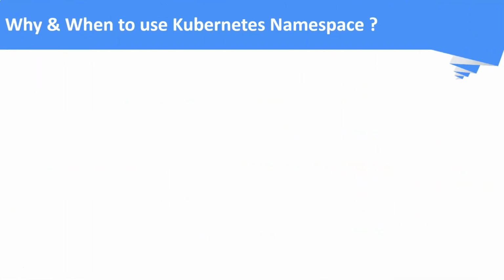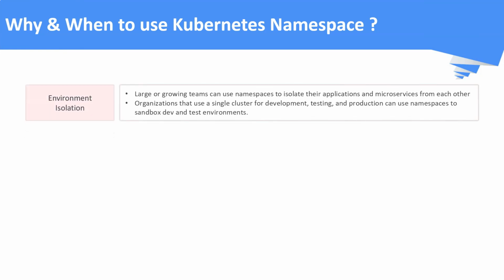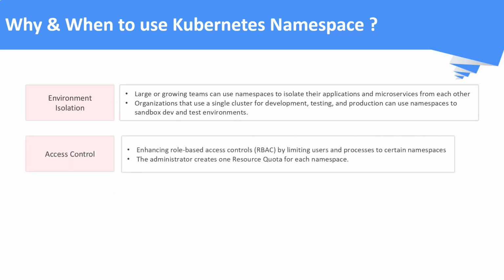Why and when to use Kubernetes namespace? Environment isolation. Within an organization, large teams can use namespaces to isolate their applications and microservices from each other. Teams can reuse the same resource names in different namespaces without an issue. Access control. Enhanced role-based access control is possible with the help of namespaces by limiting users and processes to certain namespaces.